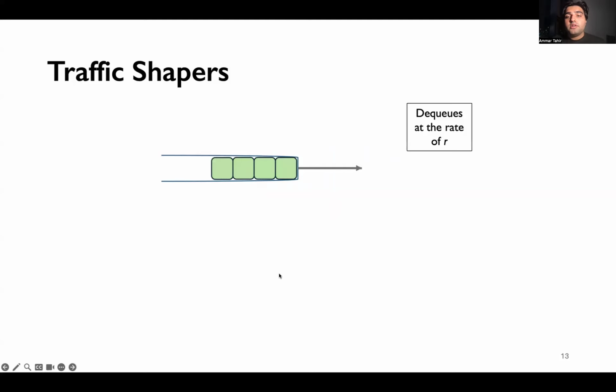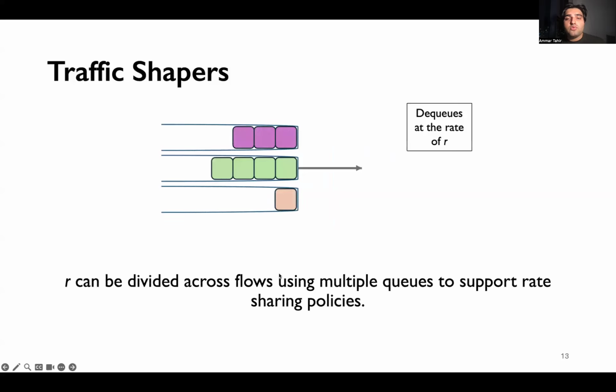It is easy to support rich rate sharing policies with shapers. We can use multiple queues to store packets instead of one, and then divide the rate R using some rate sharing policies between these queues. For example, we can do round robin to do fairness between flows. Similarly, we can also prioritize a flow by dequeuing from its queue whenever it's active.